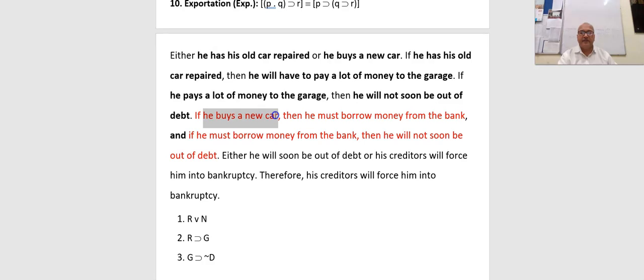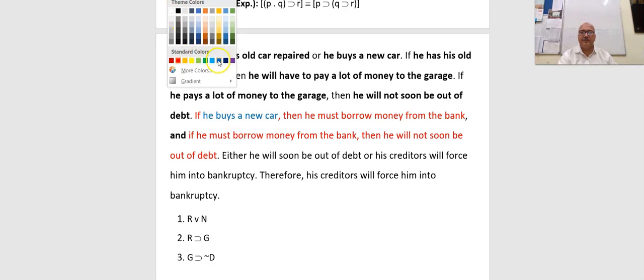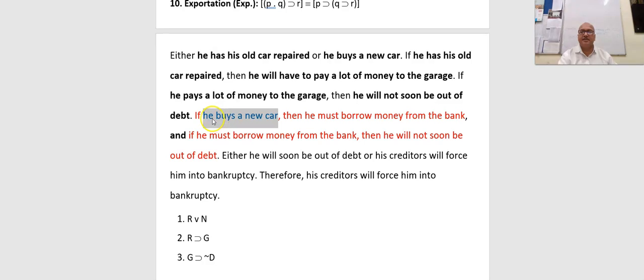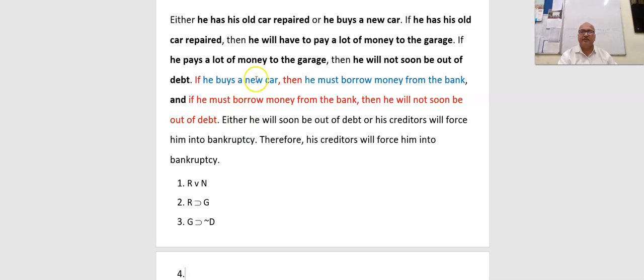So consider the first conjunct is a conditional statement, and look at the antecedent of that conditional. If he buys a new car, then he must borrow money from the bank. So these are two. He buys a new car is the antecedent, and he must borrow money from the bank. Let us symbolize this part, number 4. So he buys a new car. For that we have adopted the N symbol, right? So we are using the same symbol. Once you have adopted a symbol for any statement, the same symbol should be used throughout the argument.